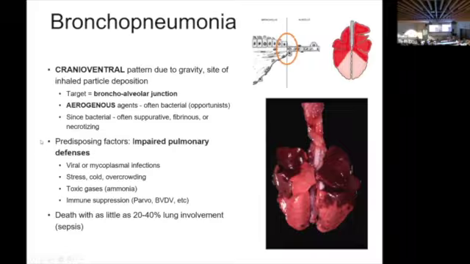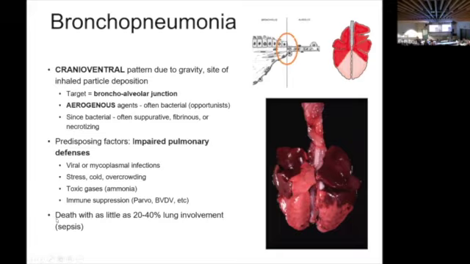Predisposing factors are really important for bronchopneumonia. This often requires some kind of impaired pulmonary defense for this to happen, because you're constantly breathing in bacteria. Your mouth is full of bacteria, and those bacteria are often the cause of pneumonia because they're opportunistic. So usually something else has to be wrong to get bacterial bronchopneumonia.